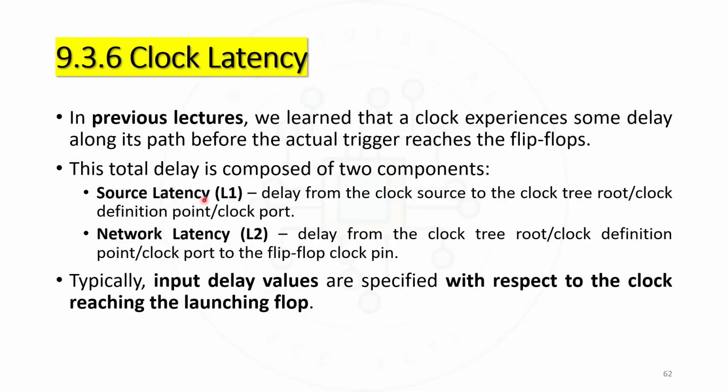Source latency is the delay from the clock source to the clock definition point, whereas network latency is from the clock definition point to the clock pin of the flop. This is the network latency. Typically, input delay values are specified with respect to the clock reaching the launching flop. It will be clearer if you see some examples.